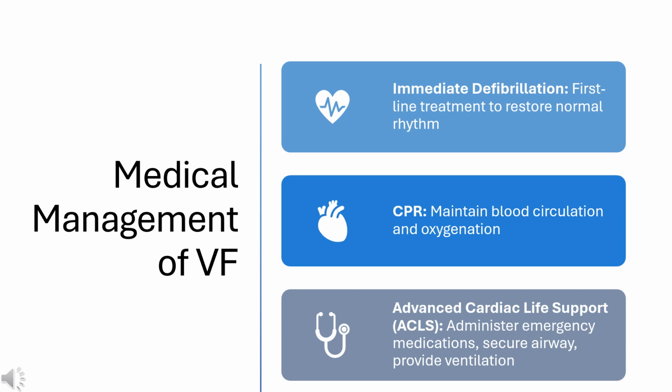Once an advanced airway is in place, provide continuous chest compressions and ventilate at a rate of 1 breath every 6 seconds. That's 10 breaths per minute. Medications like epinephrine help to improve perfusion pressures, while antiarrhythmics can help to stabilize the heart rhythm. Securing the airway and ensuring adequate ventilation are vital for maintaining oxygenation and preventing hypoxia during resuscitation.